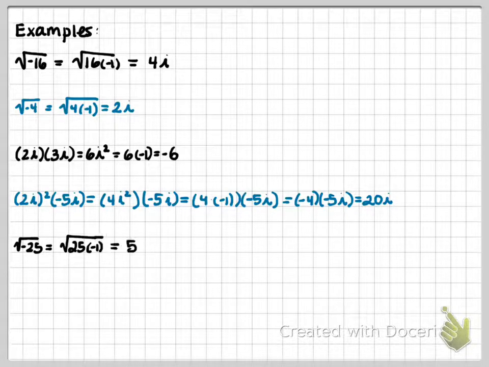And the last example is kind of like the first two that we did. The square root of -25 is the square root of 25 times -1. The square root of 25 is 5. And the square root of -1 again is i. Make sure you have all of these examples written down in your notes. They'll help you a lot.